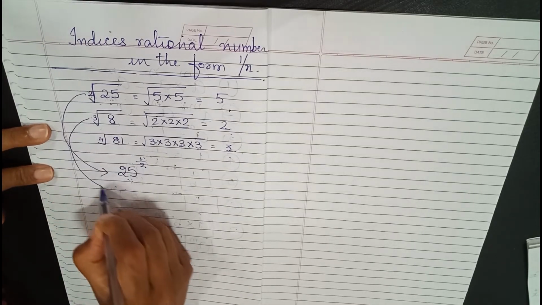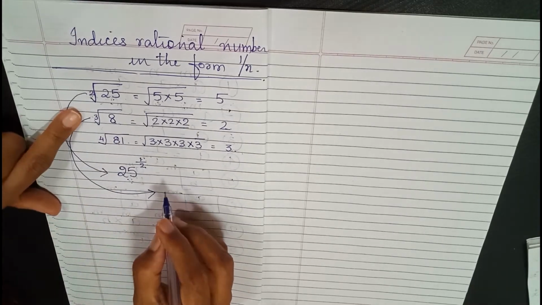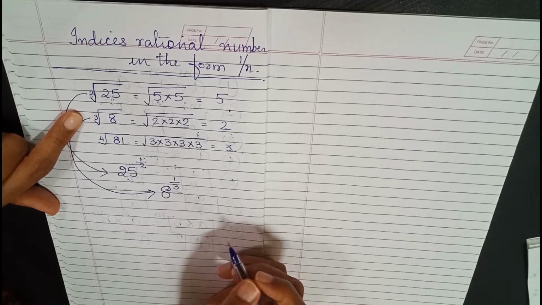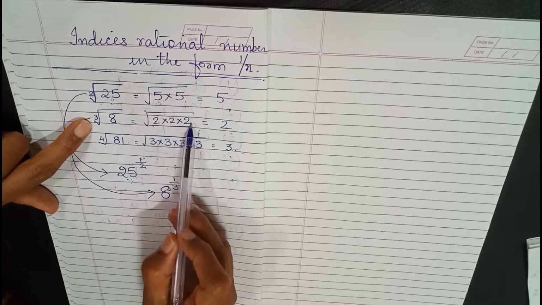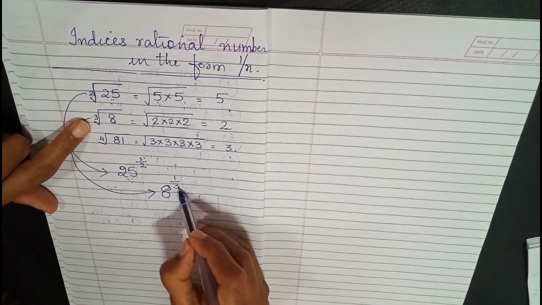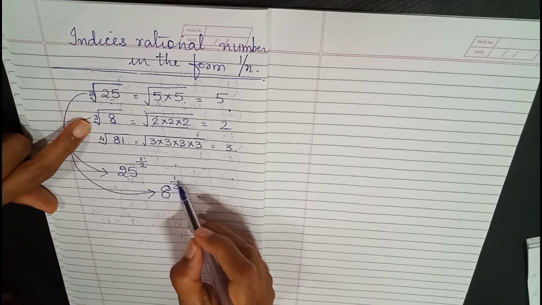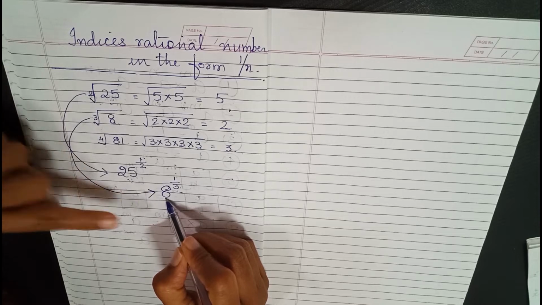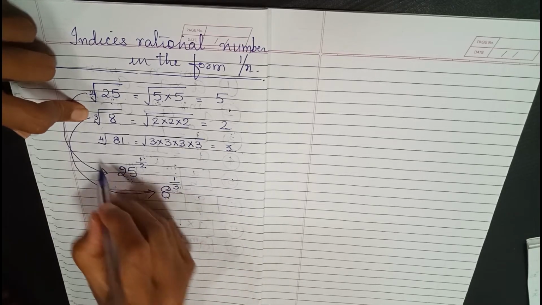Similarly, this cube root of 8 can also be written as 8 raised to 1 upon 3. What we were doing here, dividing into 3 parts and removing 1, the same thing is mentioned here. Divide 8 into 3 parts and take 1 part of it. So this is also the cube root of 8 in the indices form, and this is in the root form.